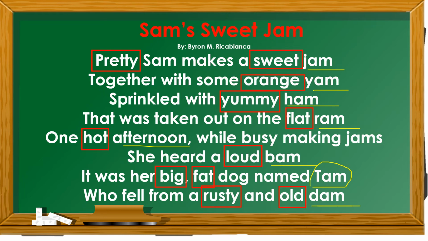Okay? So, the words who have a box were called adjectives. Okay? They are all adjectives. So, let us read those. We have pretty, sweet, orange, yummy, flat, hot, loud, big, fat, rusty, and old.